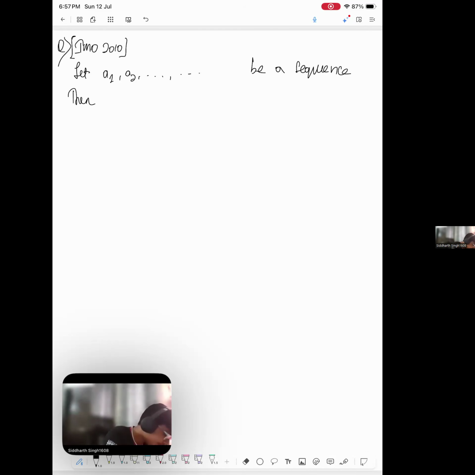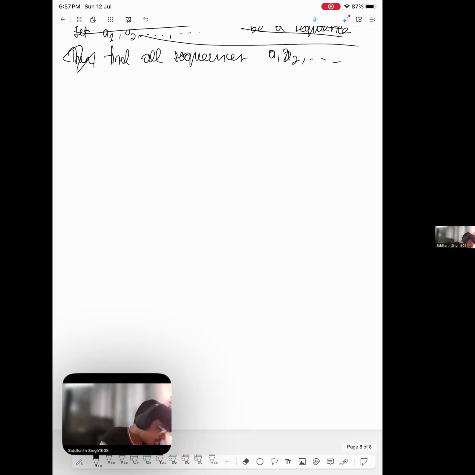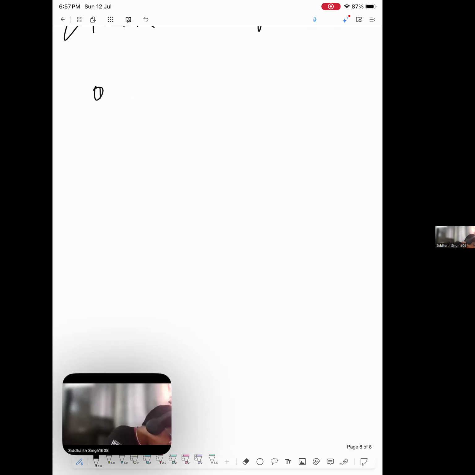Then find all sequences a1, a2, and so on, such that a_n plus n times a_{m+n} is a perfect square.